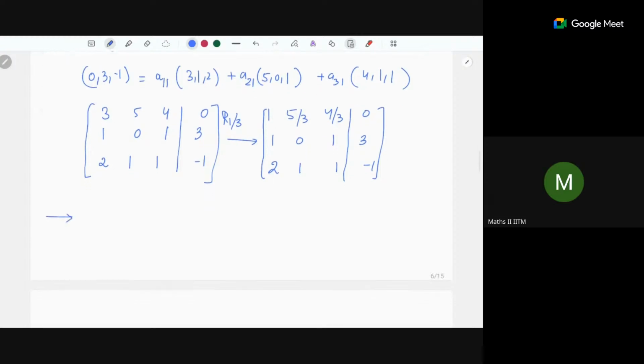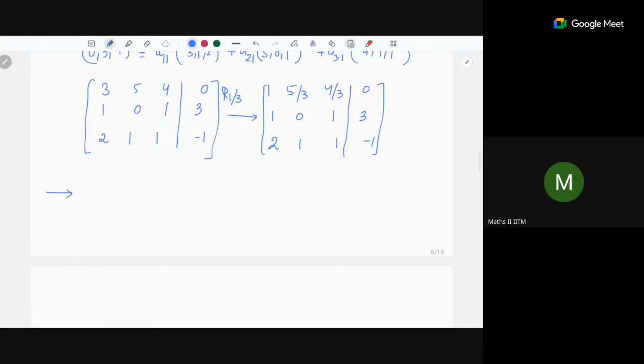Now, what I will do, subtract R2 minus R1, R3 minus 2R1. 1, 5 by 3, 4 by 3, 0, 0, minus 5 by 3, 1 minus 4 by 3, 1 minus 4 by 3, and then 3 minus 0, so it will be 3. So this will be minus 1 by 3. And then 0, 1 minus 10 by 3, 1 minus 8 by 3, minus 1, 0, so it will be 0.